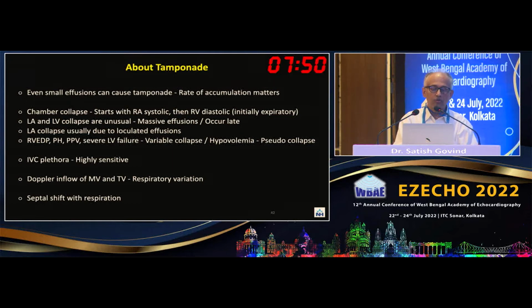What we also have to keep in mind is there will be some variability where we may miss it: when we have a high RVDP, pulmonary hypertension, the patient is on positive pressure ventilation, and when there is severe LV failure. Also in hypovolemia, we'll have a very small RV which will be collapsing, so this is again something we have to be careful about. And high IVC plethora, these are all features just like constriction, so these are the findings.